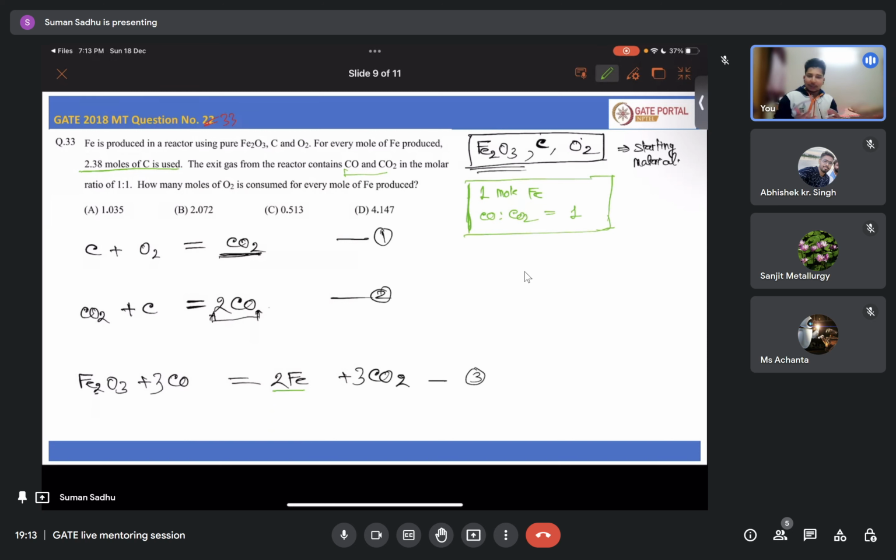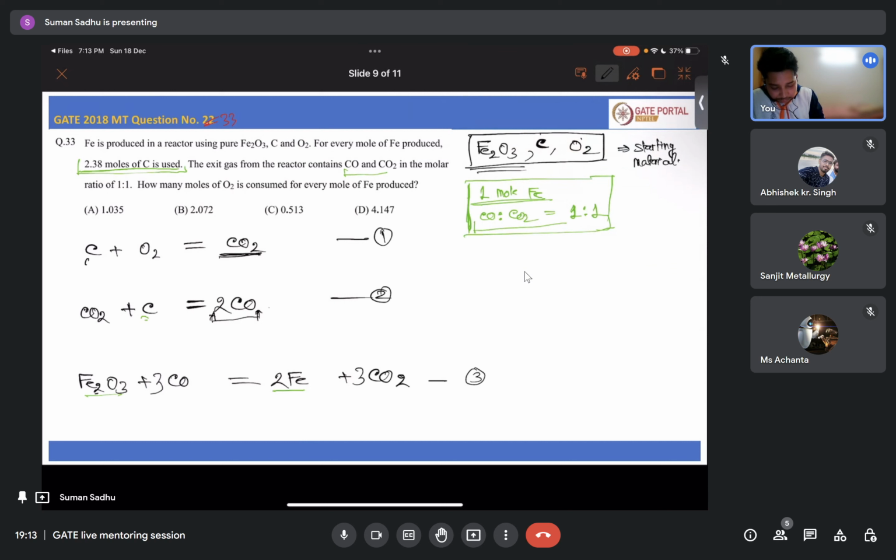And unreacted Fe2O3 may be there, unreacted carbon may be there, but we are not considering those because we don't know the amount. So these values are given: 1 mole of iron is forming, the CO to CO2 ratio is 1 to 1, and the carbon used is given. Now as a starting material, let's say we don't know how much carbon initially was there, how much oxygen was there.